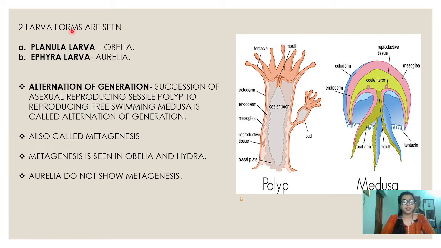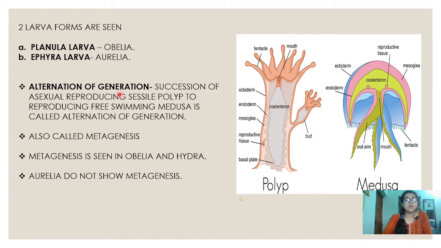Apart from that, there are two important features, that is they have two larval forms which are seen. That is planula larva is seen in case of Obelia, and Ephyra larva is seen in case of Aurelia. This question is asked many times, what type of larva is seen in which organism, or in match the following they can also give.